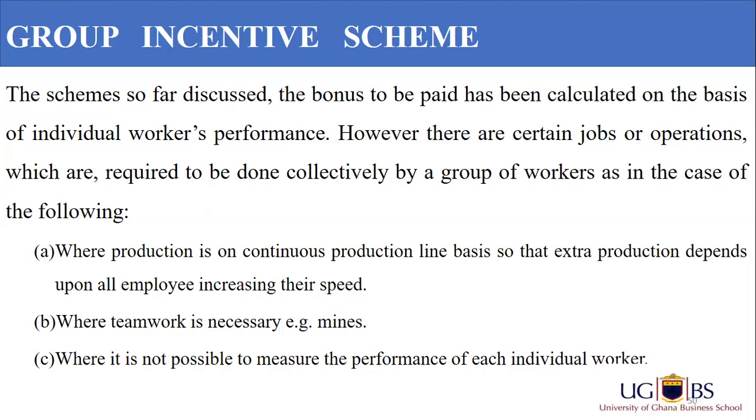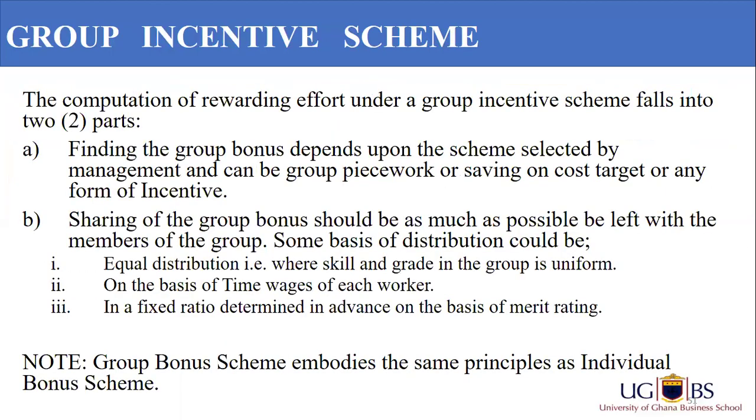Group incentives apply where production is on a continuous production line basis, so extra production depends upon all employees increasing their speed. They also apply where teamwork is necessary, for example mines, and where it is not possible to measure the performance of each worker. The computation of rewarding efforts under group incentives falls into two parts. Finding the group bonus depends upon the scheme selected by management and can be group or savings on cost targets or any form of incentive.